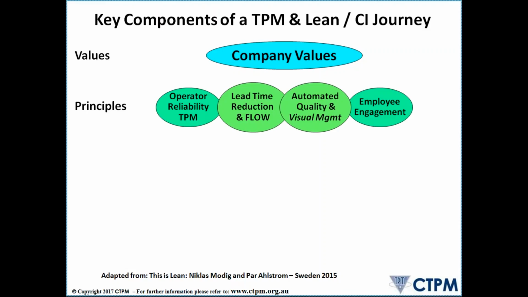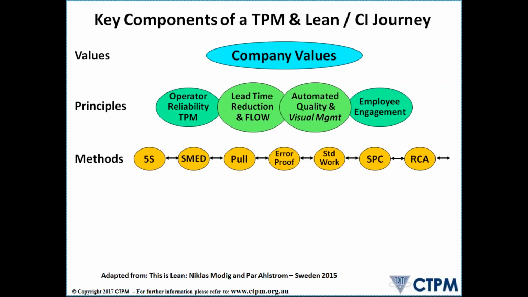Now, the principles behind TPM and Lean, I think there are two main ones in the middle, the big ones: lead time or just-in-time flow, and the right one is all about quality. They talk about Japanese terminologies like Jidoka, which is automated quality visual management, so you can see quality problems at the earliest possible time. Then on the other side, you've got operator reliability, or the TPM part. You've got to have that, and then you've got your people, getting all your people engaged and involved in improvement, not just your specialists. So it's a different way of thinking.